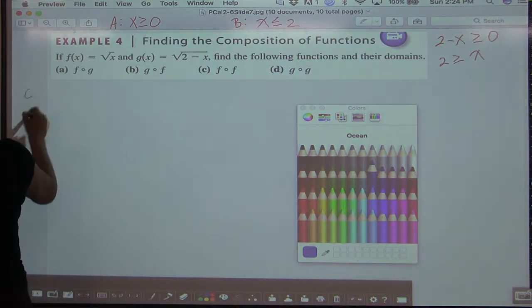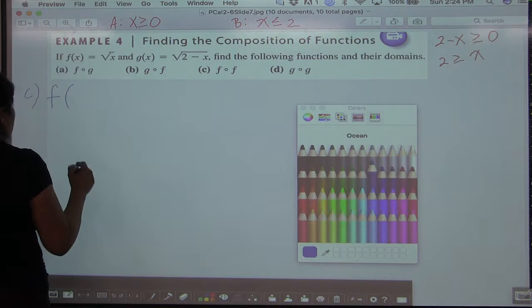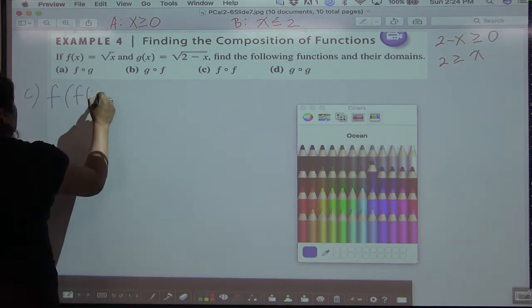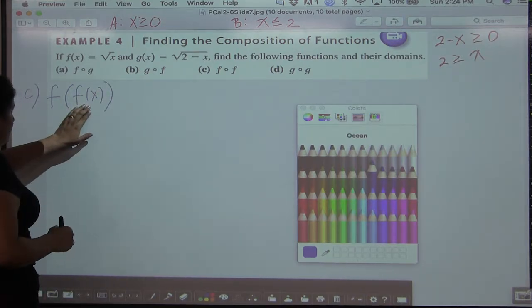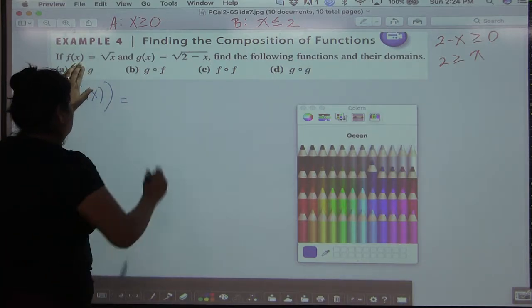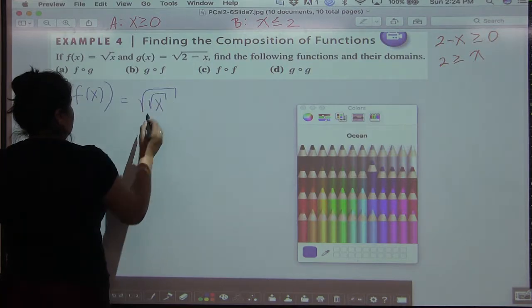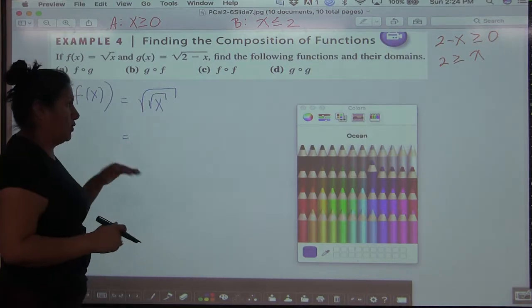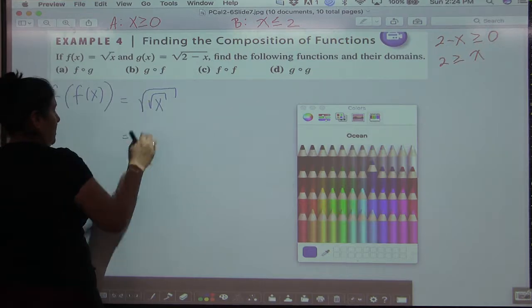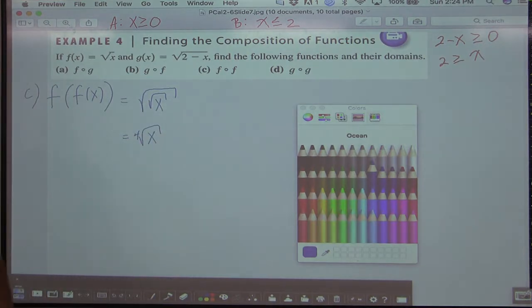Okay, so for part C, we want to go f of f. So we're going to put f into itself. So now my inside function is the same as the outside function. So I'm still going to do it the same way. The outside function is the square root. So now all I have is the square root of the square root of x. And as we said before, a square root and a square root, as long as it's all encompassed there, is the same thing as the fourth root of x. Alrighty? So that one wasn't so bad.